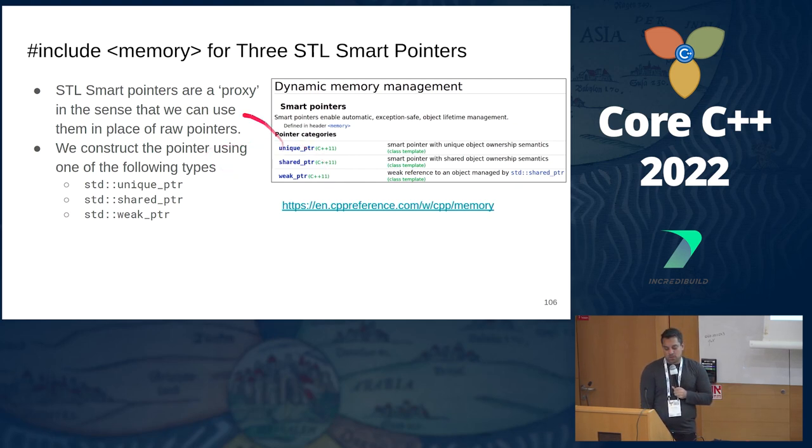And again, they're proxies in the sense that these are drop-in replacements for raw pointers. Now, you do have to do a little bit of thinking as far as what power you want to give your pointers or what constraints, but they're essentially drop-in replacements. Anywhere you can use a pointer, you can use one of these smart pointers.